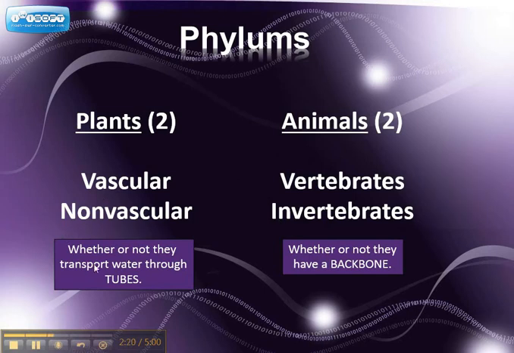Those are things like mosses that have no spinal structure, and they absorb water and food similar to the way a sponge absorbs water. It's not carried through a tube. It just kind of gets soaked up into the plant.